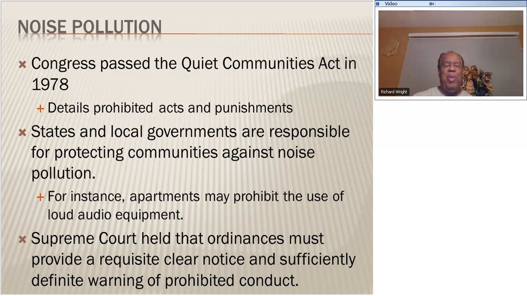Noise pollution, we already know about that. Congress, of course, passed the Quiet Communities Act in '78. Many jurisdictions, states, and local governments enforce laws for protecting communities against noise pollution.